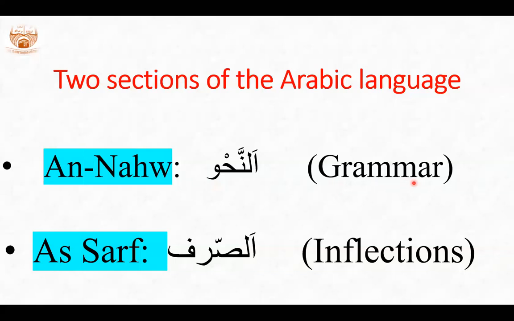So this is a very brief understanding of what the whole topic deals with. It deals with grammar. And the second part of the language is what is known as as-sarf. As-sarf. Say that, everyone. As-sarf. So we have an-nahu, which is grammar, and as-sarf, which deals with inflections. Nahu, grammar, and as-sarf, inflections.